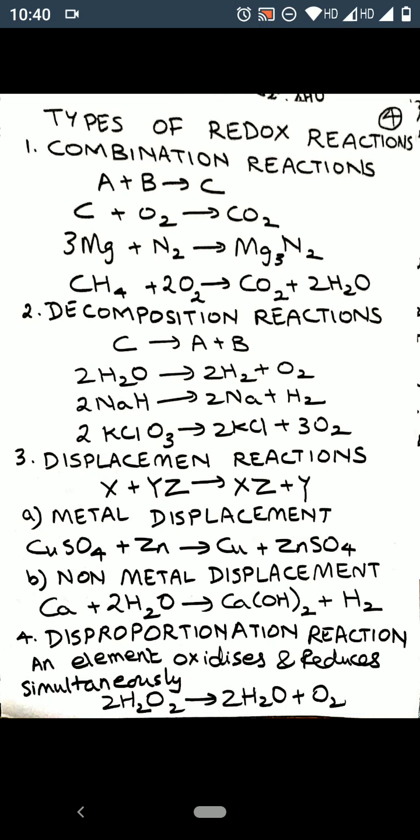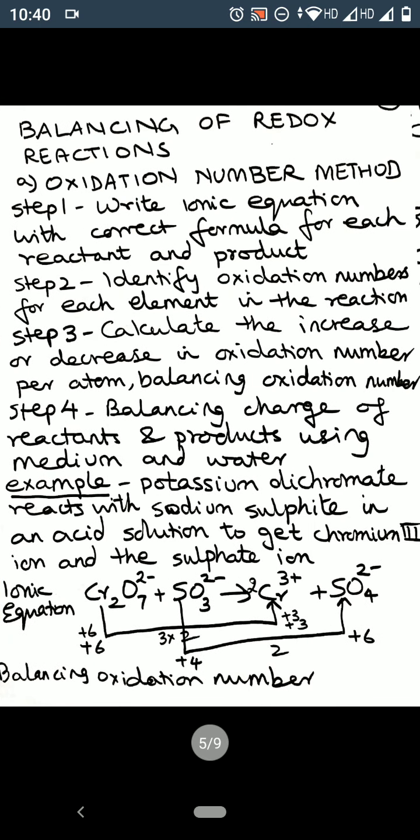In the example hydrogen peroxide, oxygen exists in -1 oxidation state. It oxidizes as well as reduces to oxygen molecule and oxide ion, 0 and -2 oxidation states respectively. Balancing of redox reactions, there are two methods: oxidation number method, half cell reaction method.